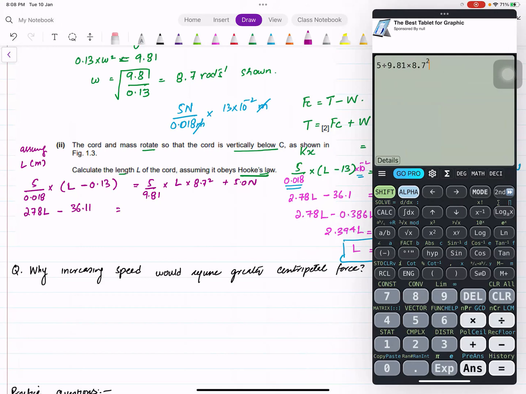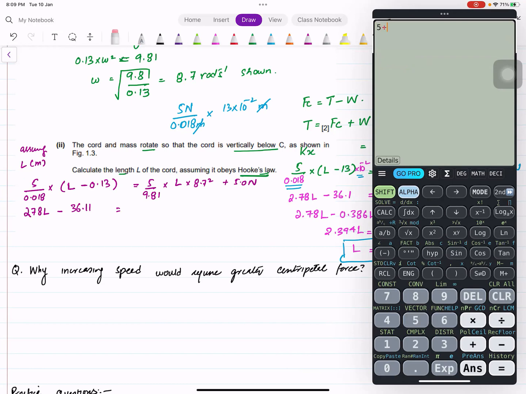Sir, I think you made a mistake. Where? Sir, could you do 5 over 0.018 real quick, just in the calculator? That's 277. You've written 2.78. No, I've written 278. No, not on the right hand side, sir, because that was 10 raised to minus 2 with it at that time. Oh, okay, you considered that. Don't look at the right side, look at the left side.